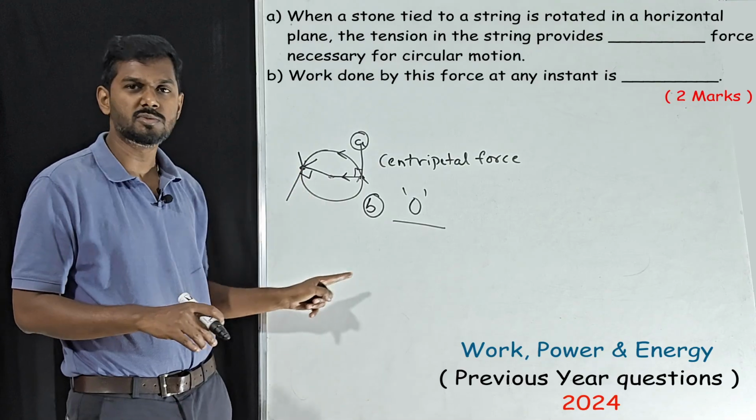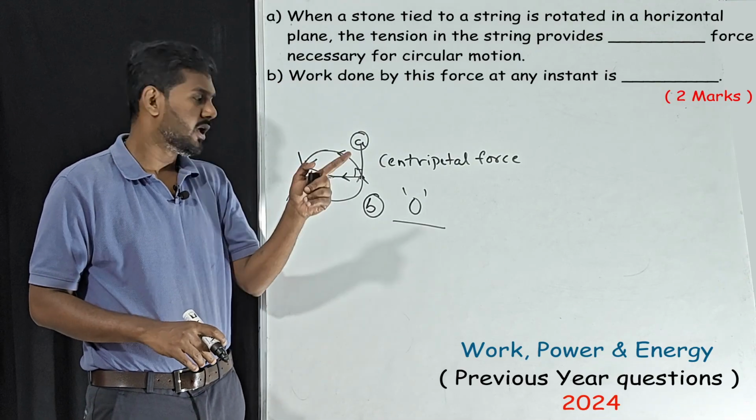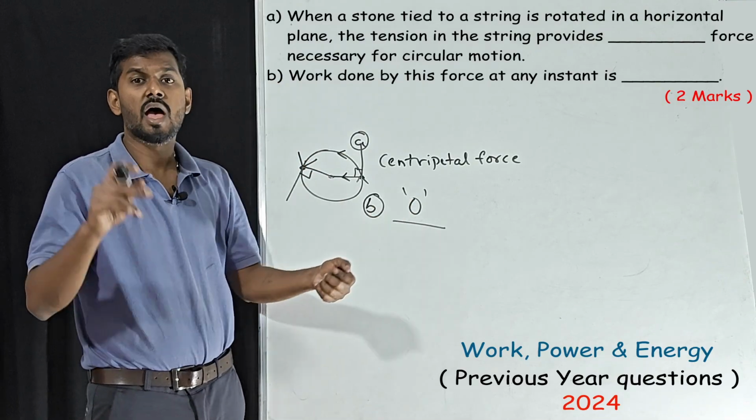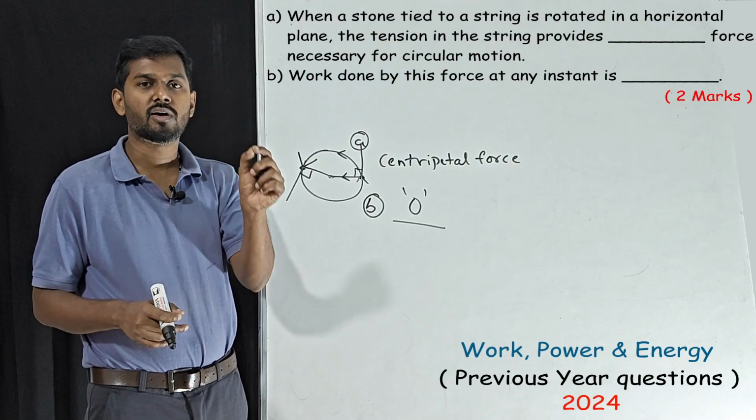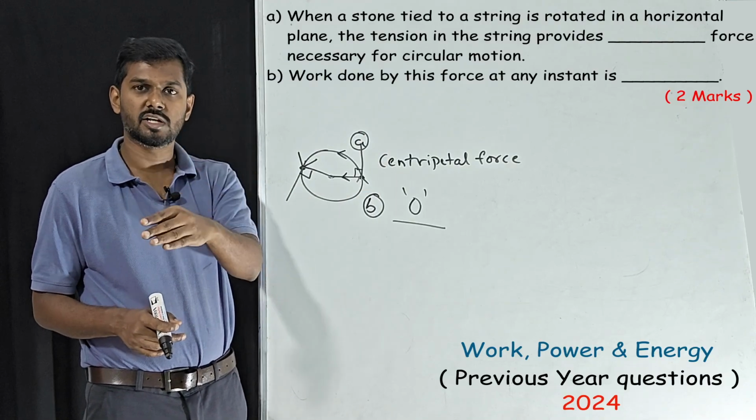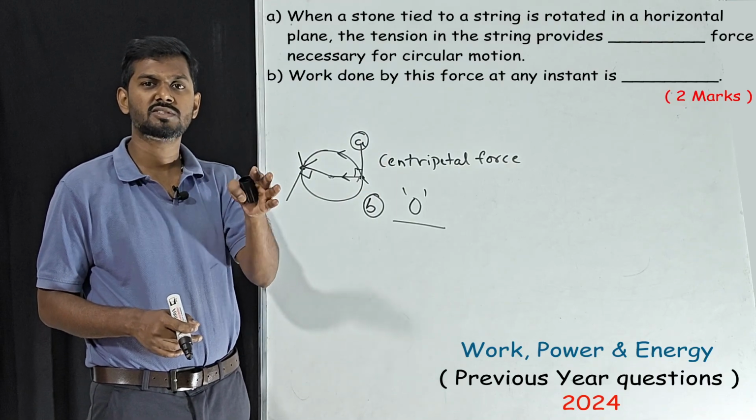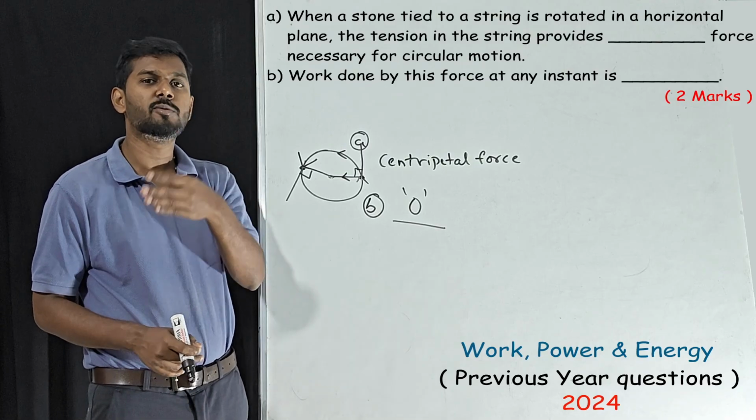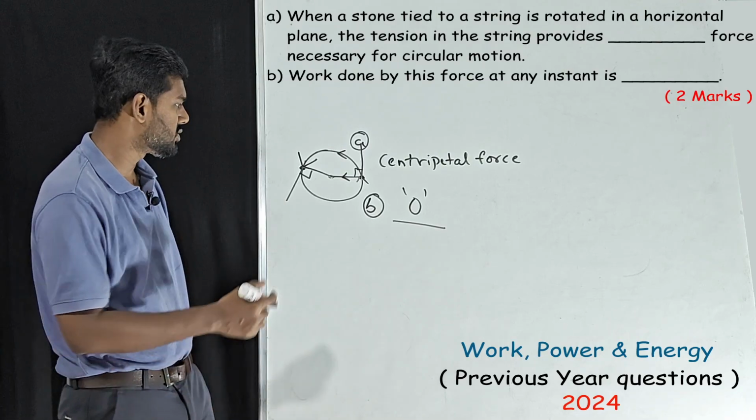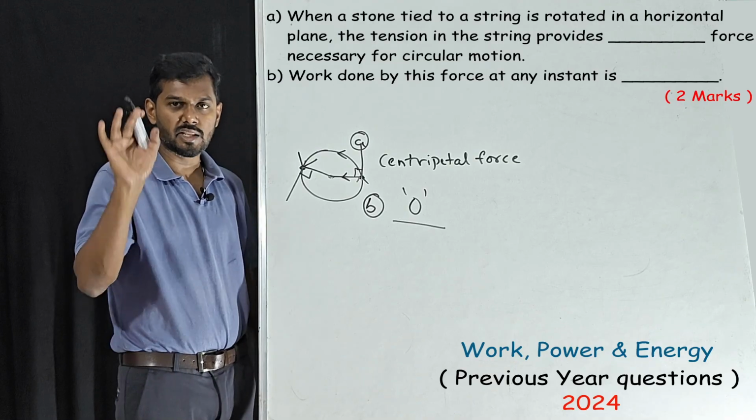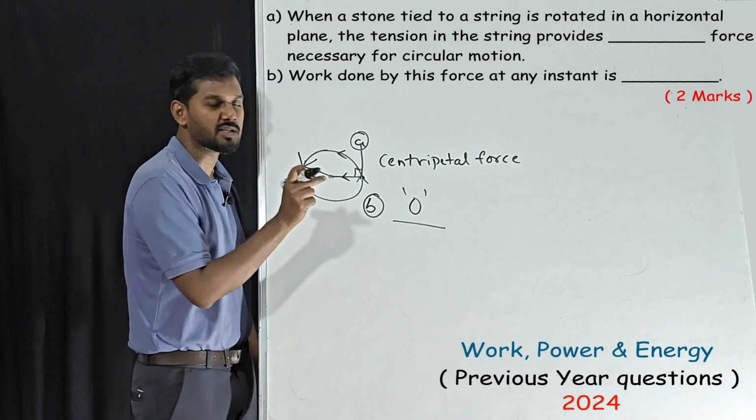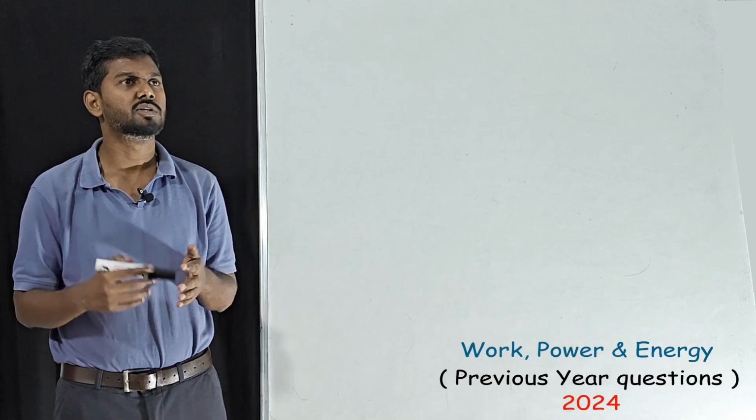So if any object is moving in circular motion, the work done will be 0. Why? Because the angle between the force and the displacement will be 90 degree. If it is 90 degree, Fs cos theta, theta is 90. What is cos 90? That is 0. Anything multiplied by 0 is 0. So work done whenever the object is moving in a circular path is 0. The reason is this one. That's it. Our next question.